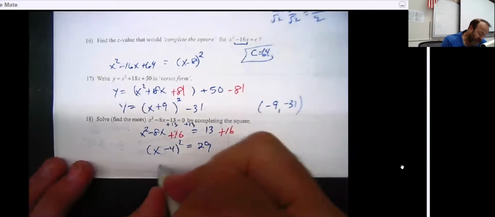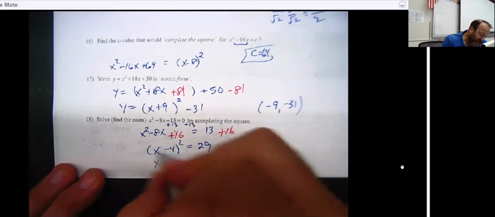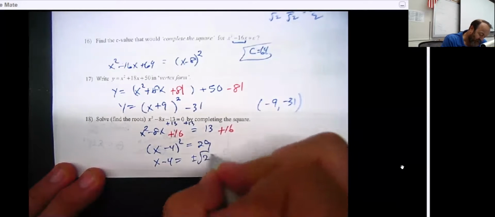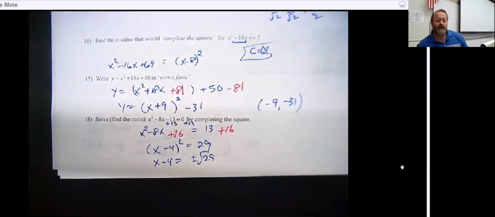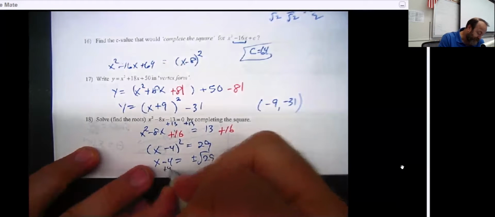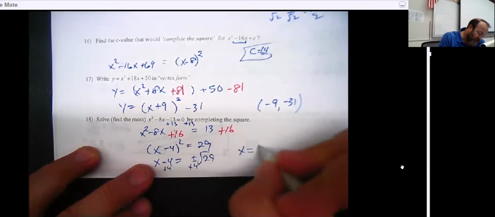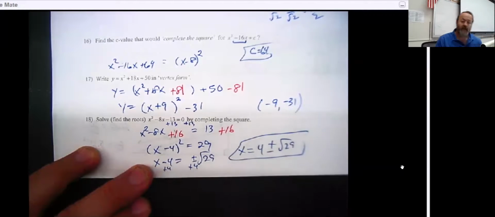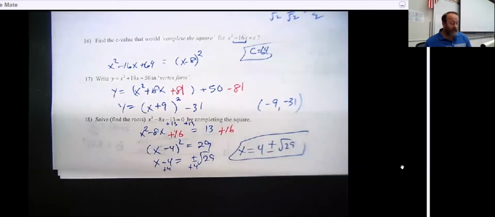This now sets us up really nicely because if I take the square root of this side, I get x minus 4. The square root of this side, remember, it's plus or minus anytime you do that. And the only thing left to do is add 4 to both sides. And so x becomes 4 plus root 29 or 4 minus root 29. And those are the two answers for that particular quadratic.